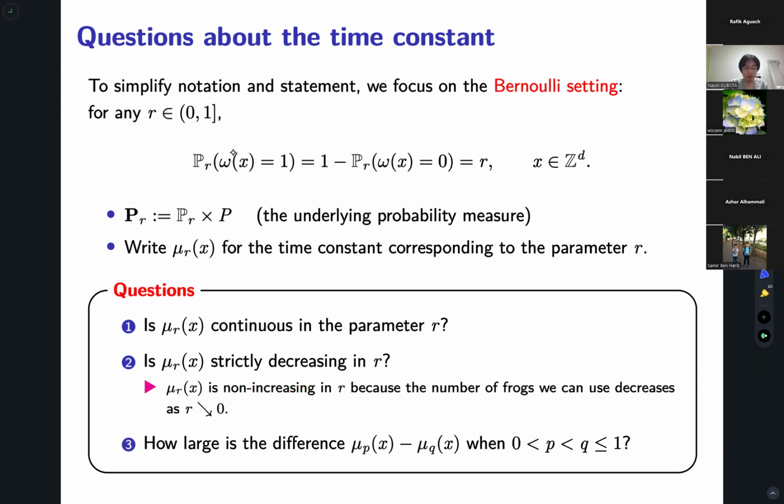Okay, so the third question is how large is the difference between the time constants mu_r(x)? This is a natural question for the time constant depending on the law of the initial configuration. Okay, so in the remaining time, we explain the results that I obtained for these questions.